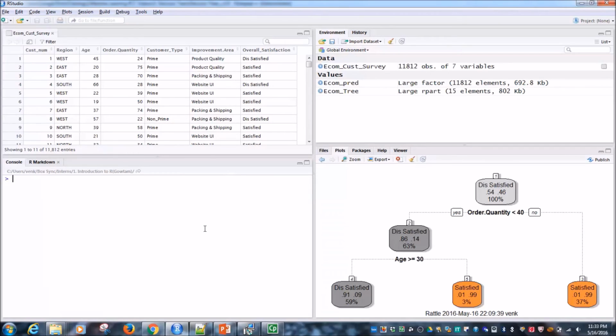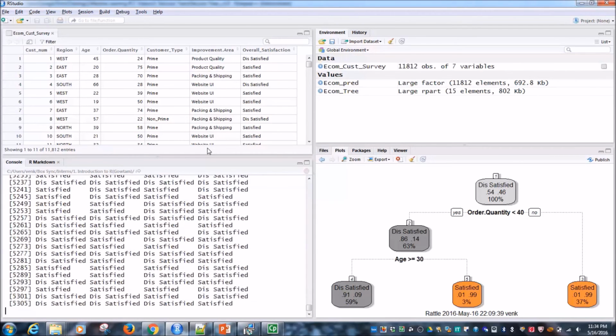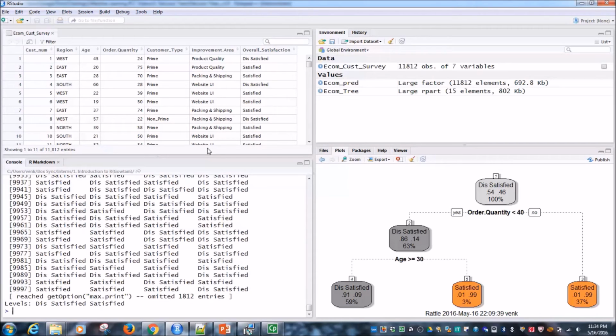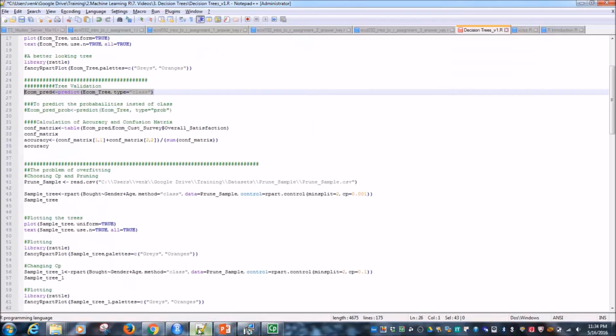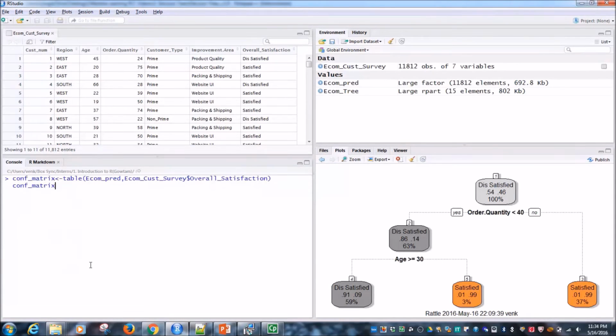What are the actual values? The actual values are there in the data set, right? So we have the data set. In that, the column overall satisfaction. Those are the actual values. We have the actual values, we have the predicted values. We just need to create the confusion matrix. The confusion matrix can be created by using table.